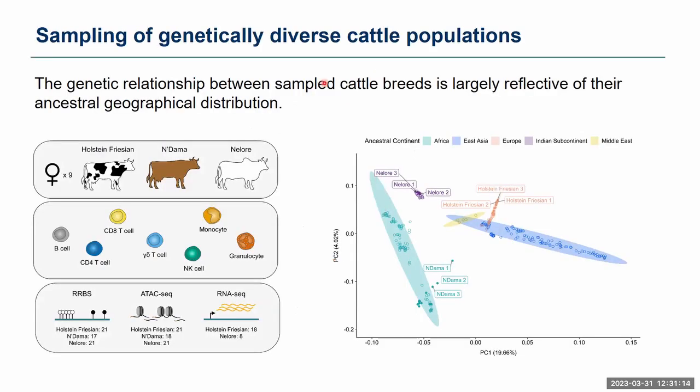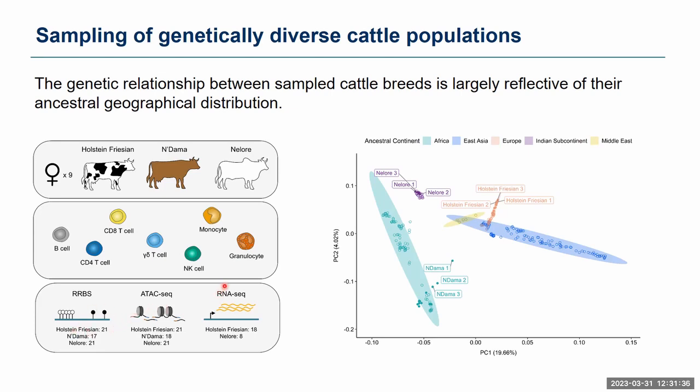So this figure here is just summarizing the samples that I collected. I had three cattle for each breed, and seven different immune cell types. The numbers at the bottom here are just showing how many samples I got for each sequencing method and for each breed. In total, we sequenced and analyzed about 150 samples.